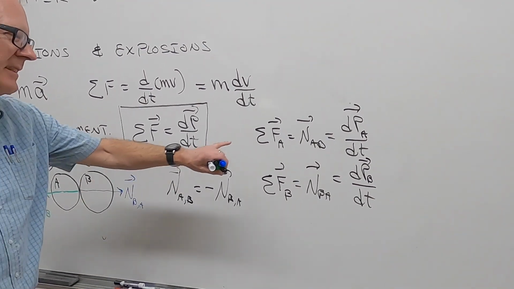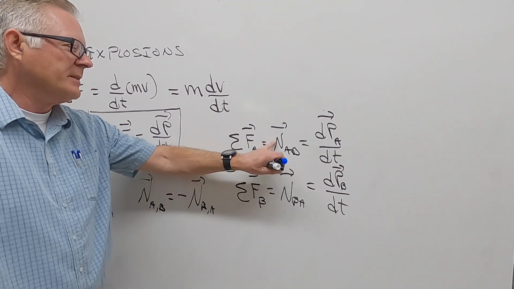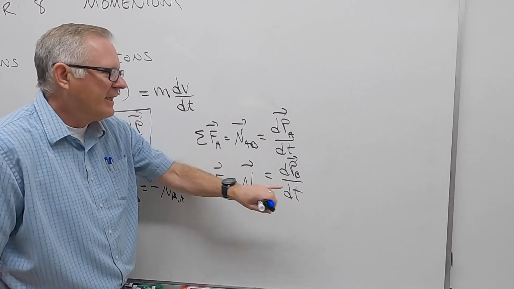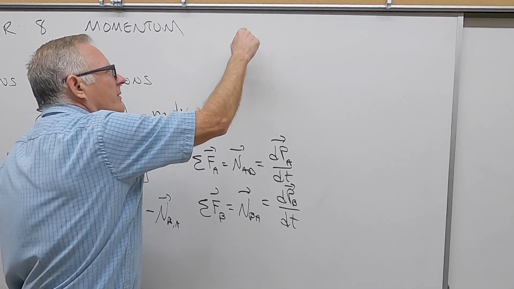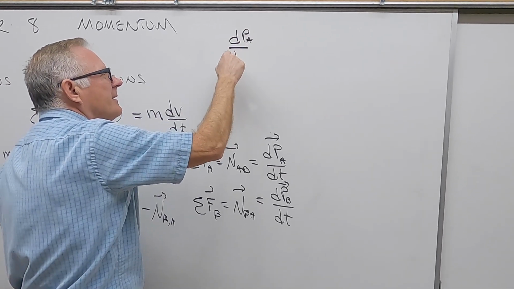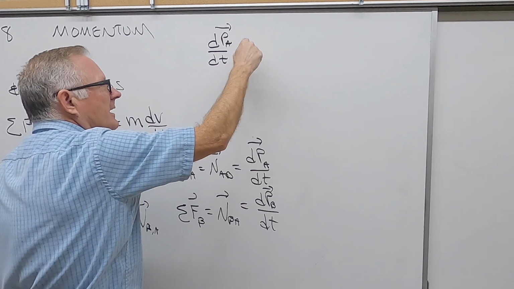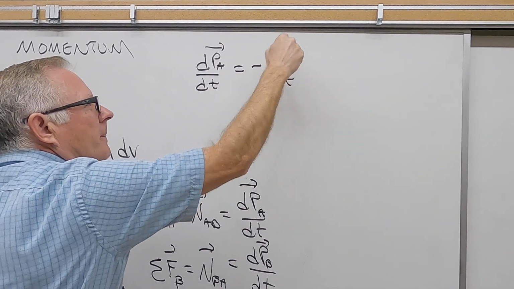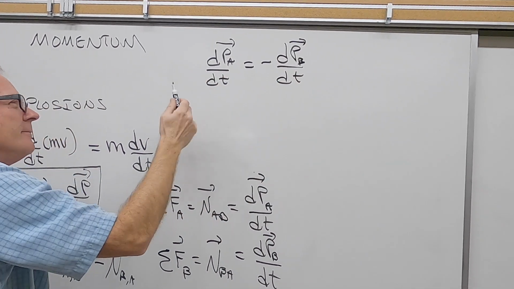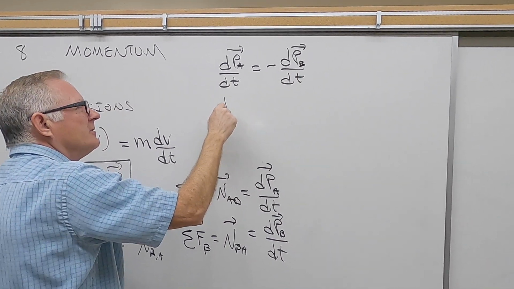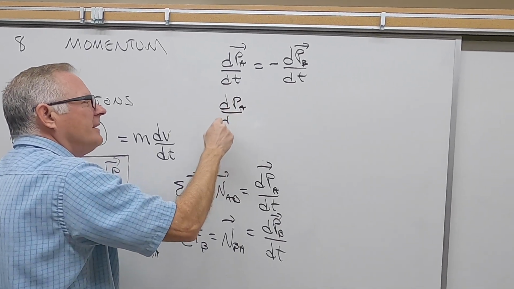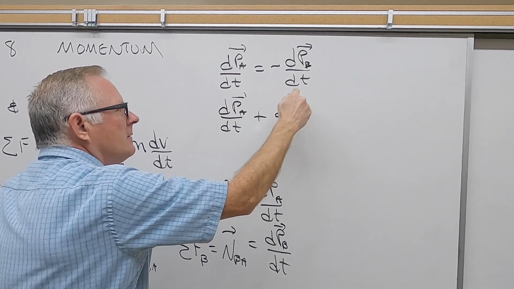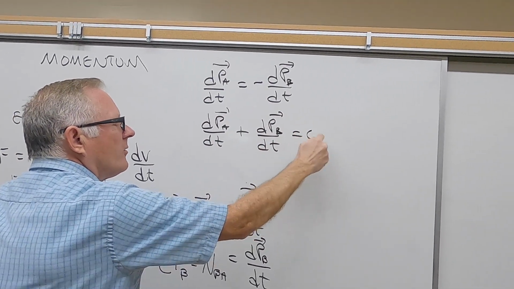Well, we just said that these two are equal and opposite. This is equal to negative of that. That means that this is equal to the negative of that. That means the derivative of PA with respect to time is equal to minus the derivative of PB with respect to time. Or, let's bring it onto the same side. And so we got dPA/dt plus dPB/dt, and that equals 0.